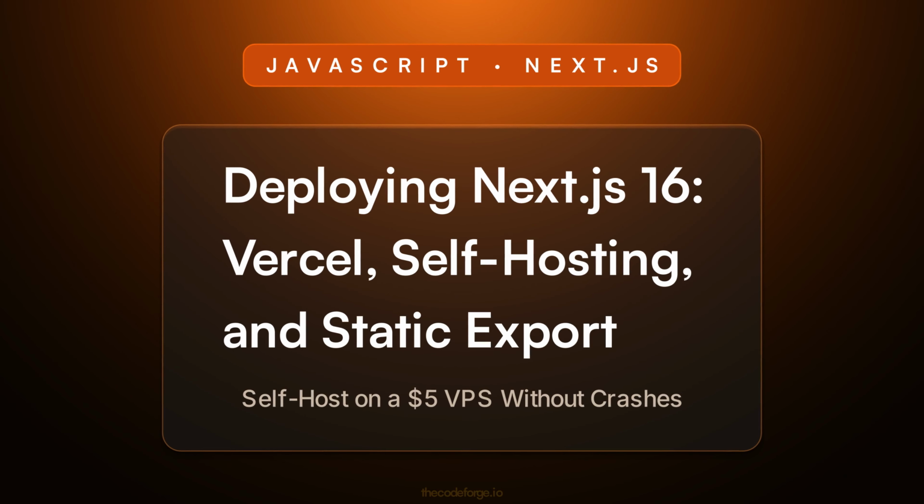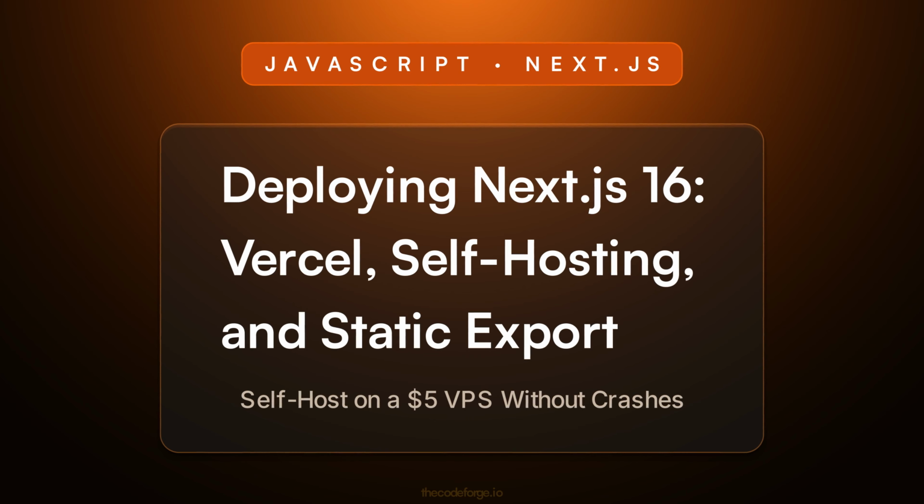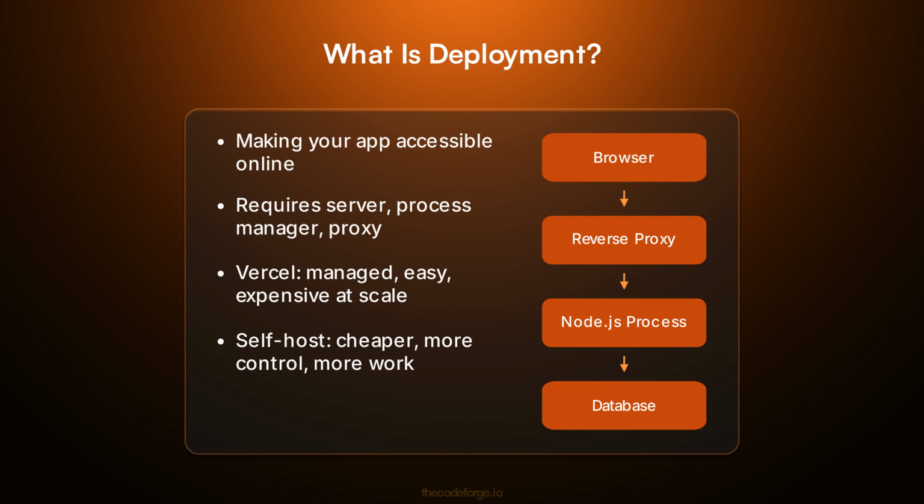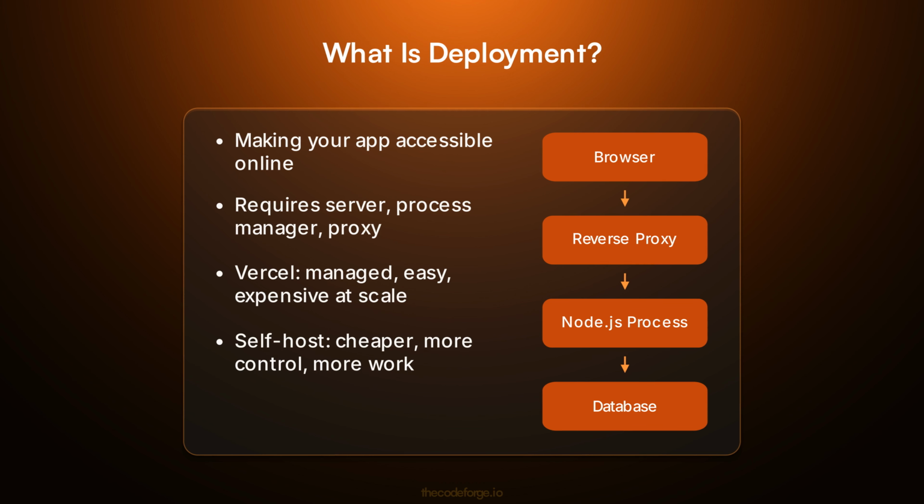Let's break down deploying Next.js 16, Vercel, self-hosting, and static export, how it works, and the exact mistake behind that failure. Deploying a Next.js app means making it publicly accessible. You can use Vercel for zero-config hosting or self-host on a VPS with a process manager and reverse proxy. Each approach has trade-offs in cost, control, and complexity.